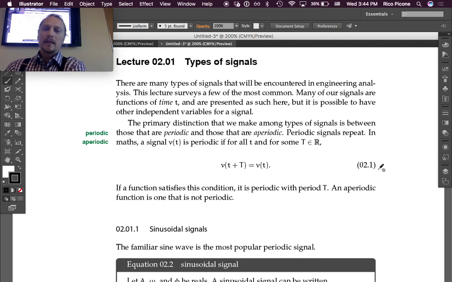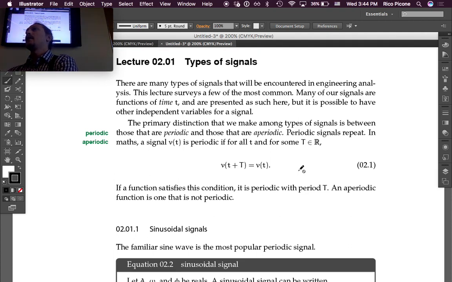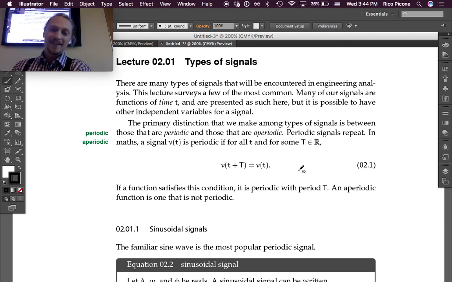The primary distinction that we make among types of signals is between those that are periodic and those that are aperiodic. And we will have endless confusion about whether I say a periodic signal or an aperiodic signal. Yes, it's going to be so hard not to, but we'll make it through. I will just enunciate very clearly.